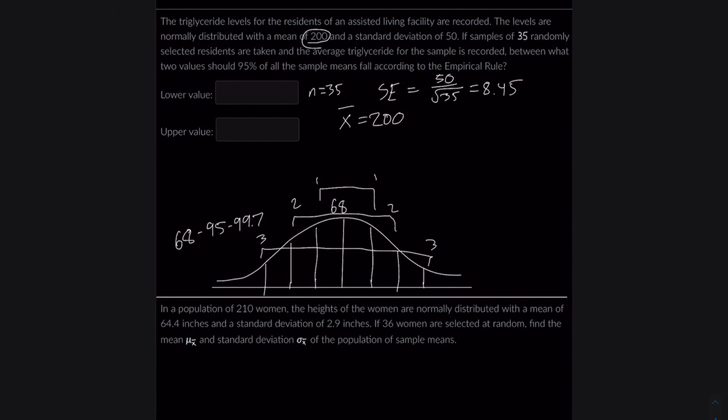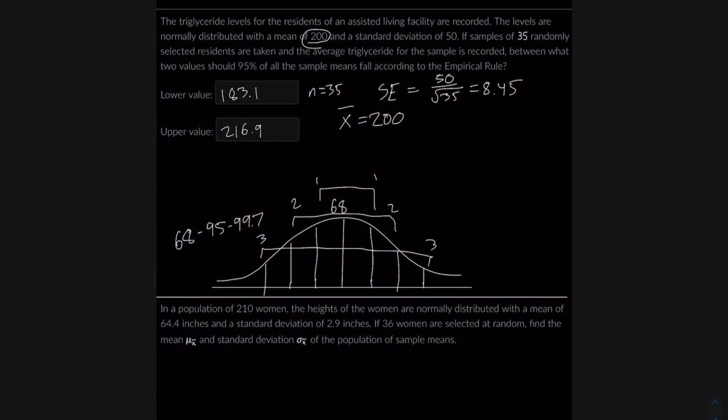So for this, we are going to find 200 minus 8.45, minus 8.45 is 183.1, and then if we add 8.45 twice to it, we are left with 216.9. So that makes sense for that problem.